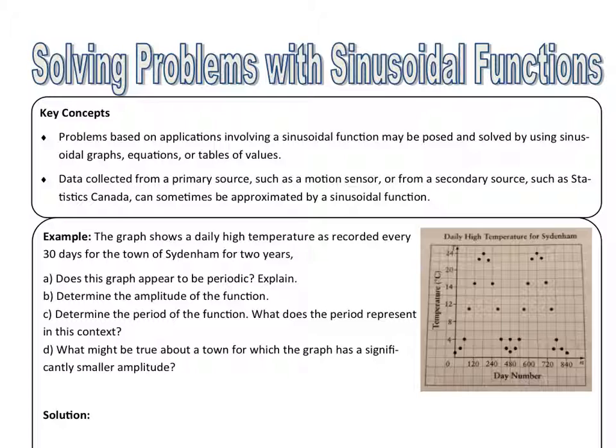The graph shows a daily high temperature as recorded every 30 days for the town of Sydenham for 2 years. Does this graph appear to be periodic? Explain why. Determine the amplitude of the function. Determine the period of the function. What does the period represent in this context? And what might be true about a town for which the graph has a significantly smaller amplitude? So let's take a look at the graph.